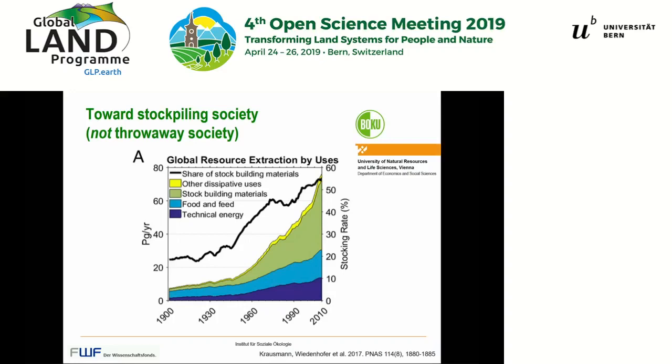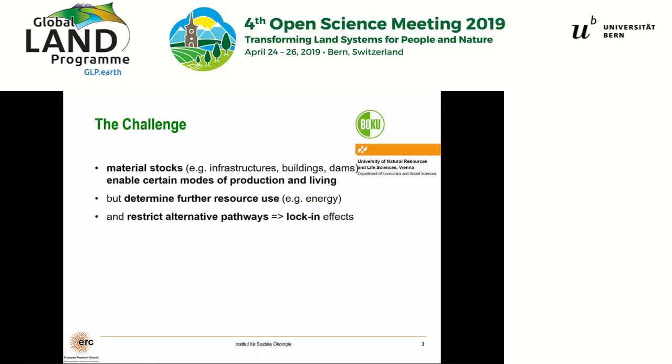And to see the whole picture, it's also important, as Helmut just mentioned, that stocks play a very important role for the development of societies. The stocks provide or enable a certain mode of production and living, and we all depend on this, even for mobility, but also for communication. We all depend on IT infrastructure, for example. This established infrastructure determines further resource use. You need, for example, energy, or you need construction material to repair this infrastructure.